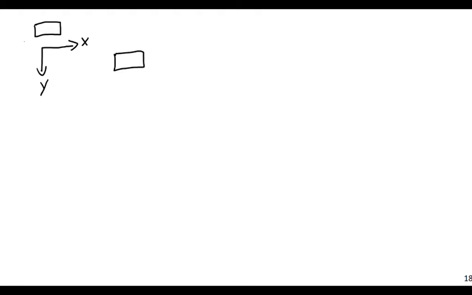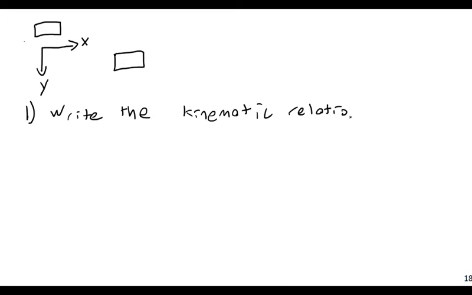Now, so let's see. My first step is going to be, and we do this for any kind of dependent system, to write the kinematic relationships. So my first step will be to write the kinematic relationships for any dependent motions.